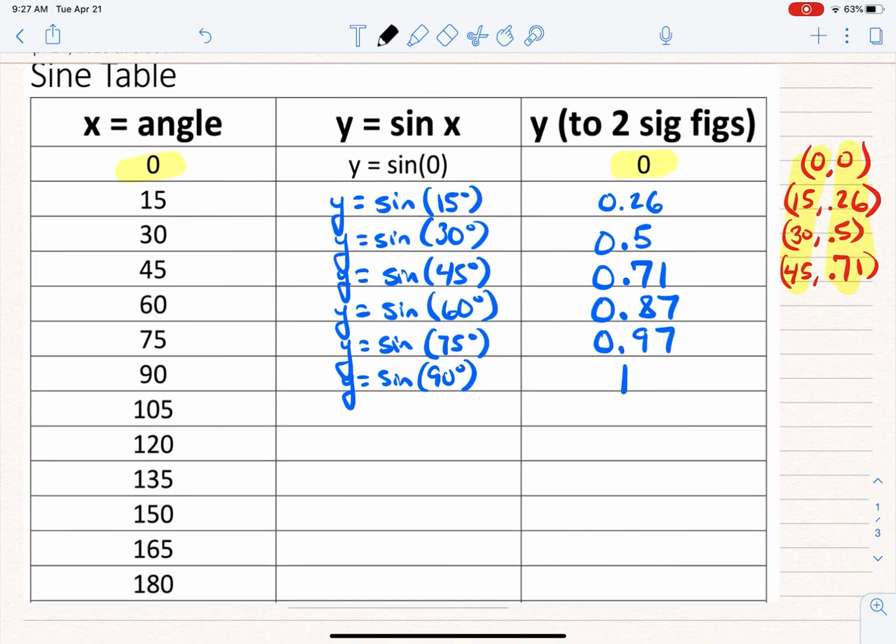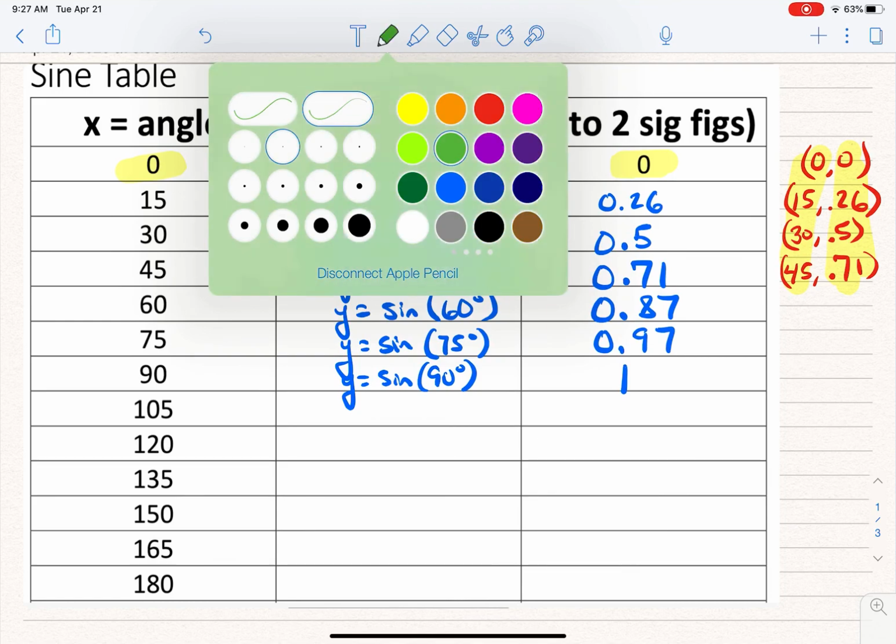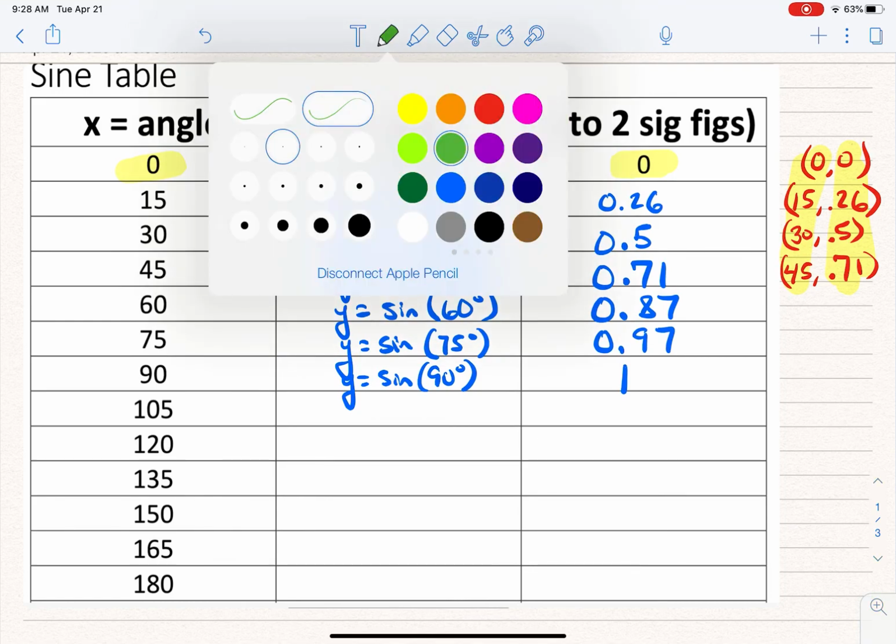Now, I've only filled out from 0 to 90, and we're going to just go ahead and use that. Okay? So I've got the values like 0, 0, and 15, 0.26. And so let's start with this. We'll just grab the first couple of them. Let's see here. I'll graph in green. All right. So we got 0, 0, and 15, comma, 0.26.